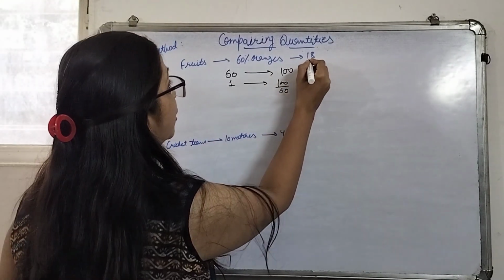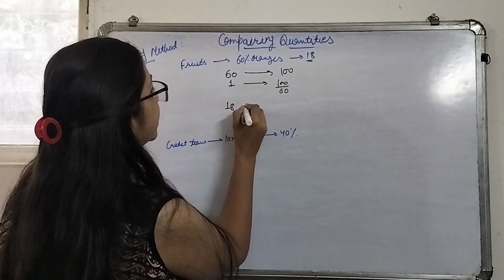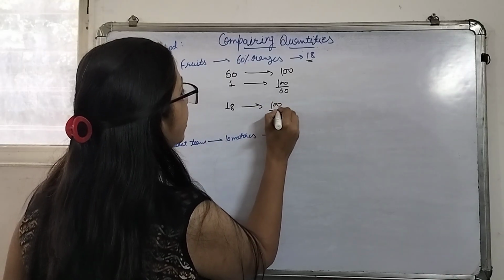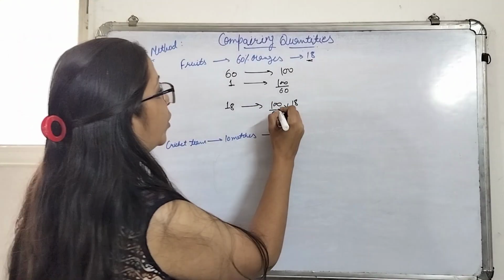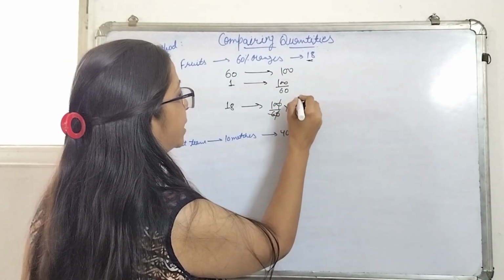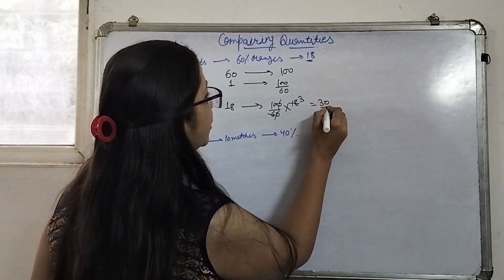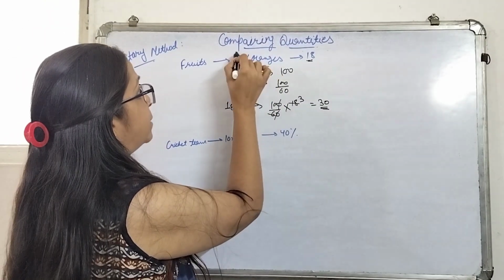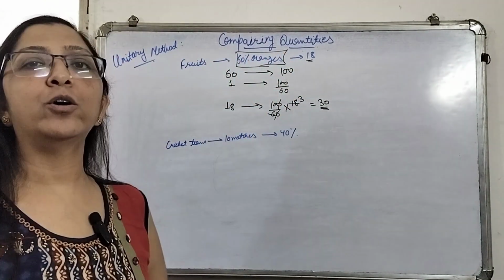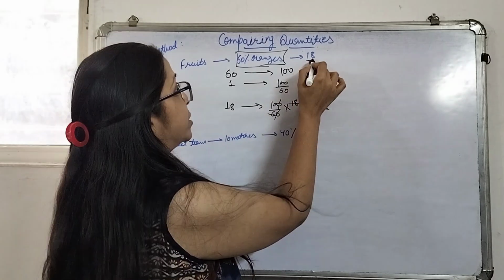And if the total number of oranges is 18, then the total number of fruits will be 100 divided by 60 multiplied by 18. 10 and 10 cancel, and 6 threes are 18. That means the total number of fruits was 30. It was already given that 60% of the total fruits were oranges, and in numbers it was 18.